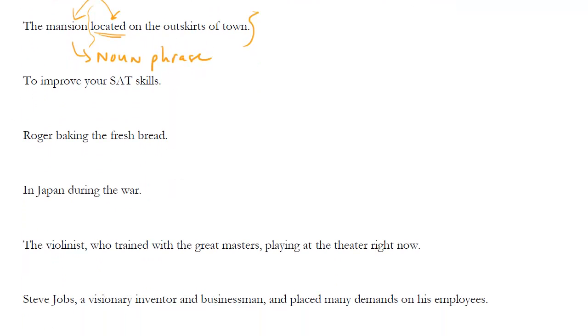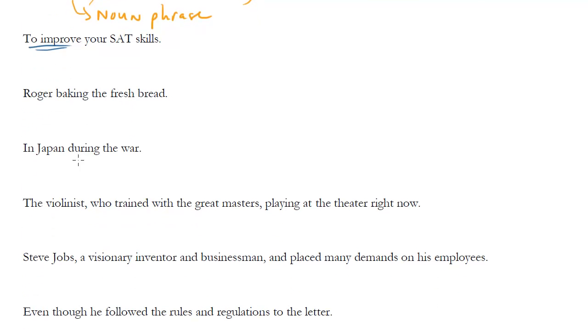To improve your SAT skills. Okay, this is an infinitive, but it's not a main verb, right? This is a verbal, looks verb-like, but there's no subject, there's no main verb, no finite verb, another fragment. Roger baking the fresh bread. Again, we've got something that looks like a verb, but this is just a participle. One way to fix this would be to add "is." Roger is baking the fresh bread. Fine. As written, though, it's a fragment.